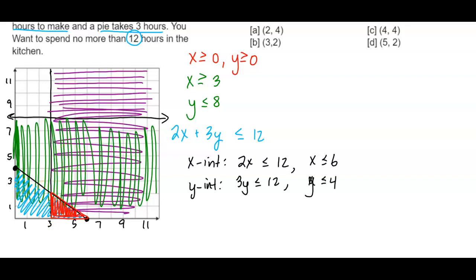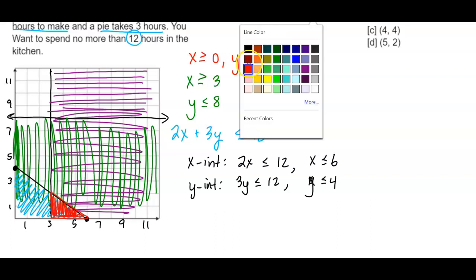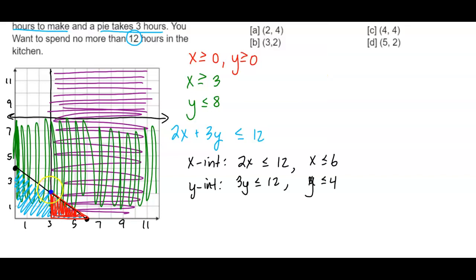So let me see if I can get a better color here. Let's use the color I haven't used. All right, let's do orange. No, that's too easy. Let's do blue. All right, so 3, 2 is right there. That is actually in the feasible region because it is on all of the lines that connect that vertex of that triangle. So it can either be inside the shaded region or on the lines that represent it in order to be a solution.